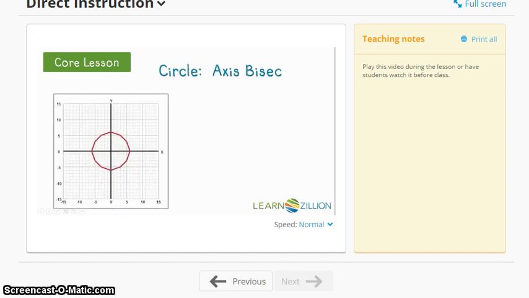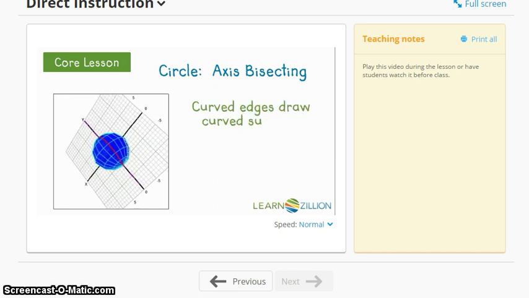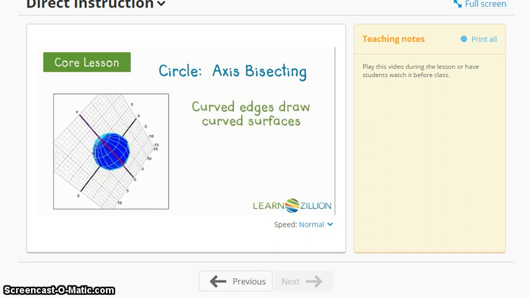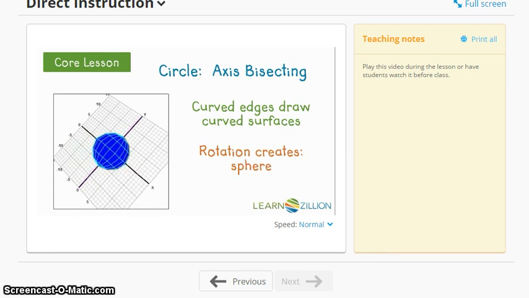Now, clearly this is not an actual circle, but stretch your imagination with me. Let's think about how this would rotate. If this were a circle, there would only be a curved edge, right? In fact, rotating this will create curved surfaces, and it'll be a sphere. Of course, placing the axis of rotation tangent to the circle's edge will result in a different figure.